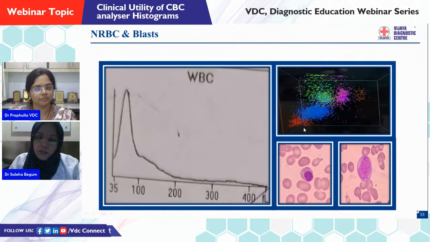So you can see in the peripheral smear also we are seeing blasts, and in the scattergram again the blue cell population is more dense compared to other populations, and below the blue cell population there are red dots which are corresponding to nucleated RBCs. Okay.